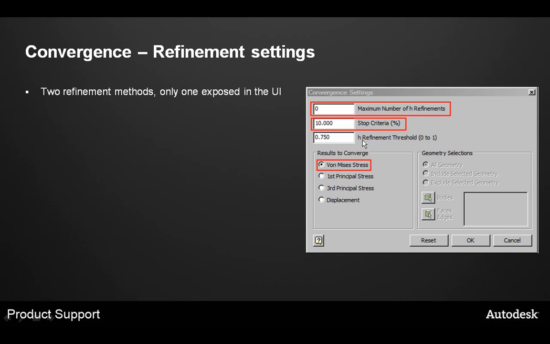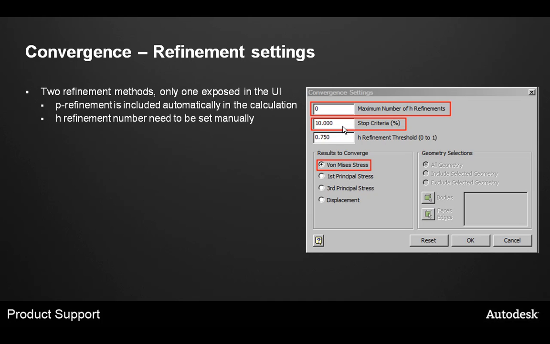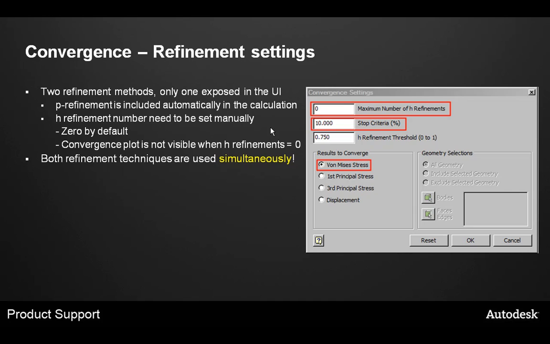But in fact, there is a second one under the hood, and we call that second refinement method the P refinement method. It's included automatically for you. You cannot set anything on it. The H refinement, however, is a number that can be set. By default, you see that it is set to 0, and the convergence plot is not visible when you set H refinements to 0. Keep that in mind. Both refinement techniques are used simultaneously, and we are very proud of that because it gives you very good results in our opinion.